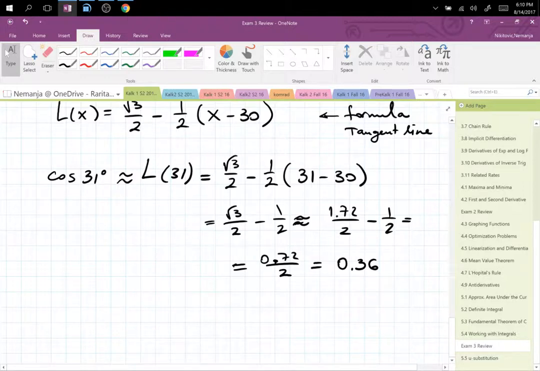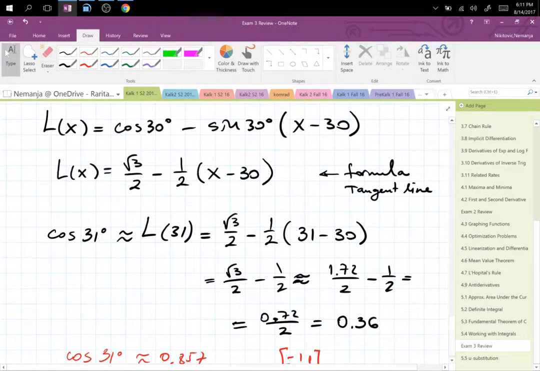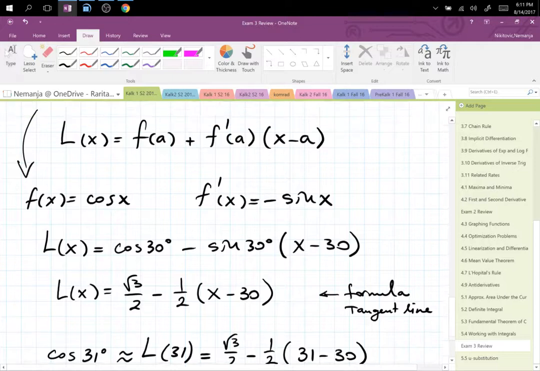And this is really off. I don't like it. I'll have to recheck my calculations. The calculator claims that the cosine of 31 degrees is approximately 0.857. And we have 0.36. Now, being that we are on the range -1 to 1, that's a huge margin of error.